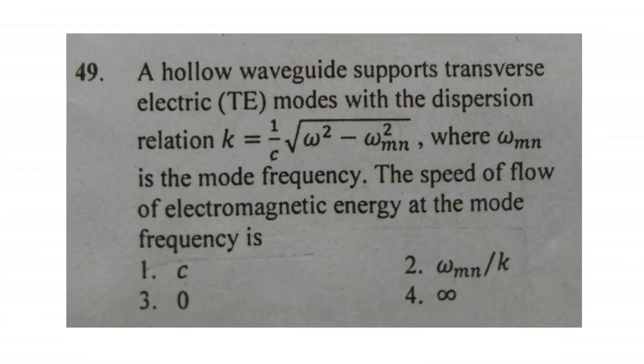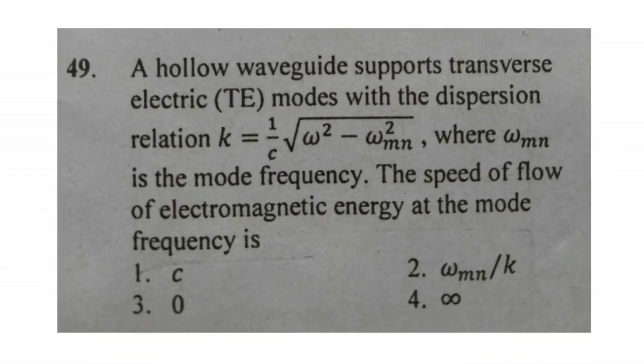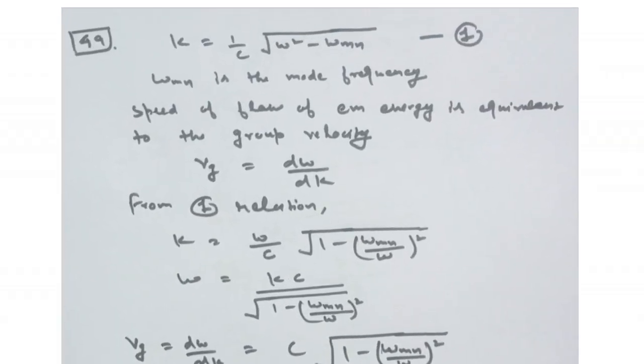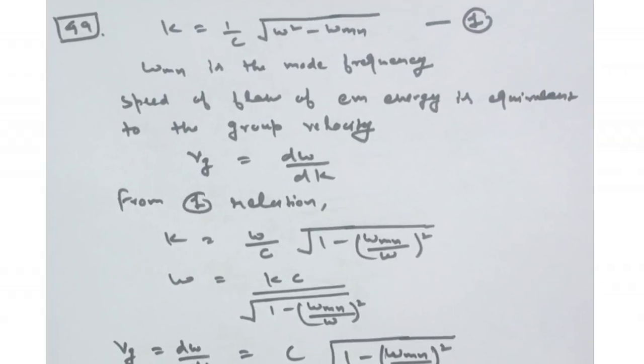Now the next question is, a hollow waveguide supports transverse electric modes with a dispersion relation that is k equal to 1 upon c under root omega square minus omega mn square, where omega mn is the mode frequency. The speed of the flow of electromagnetic energy at the mode frequency is. Now here the given dispersion relation is k equal to 1 upon c under root omega square minus omega mn square. That is equation 1, where omega mn is the mode frequency.